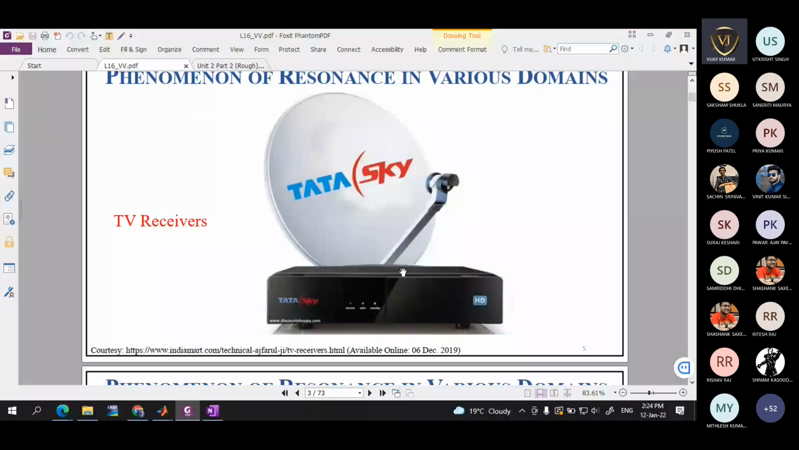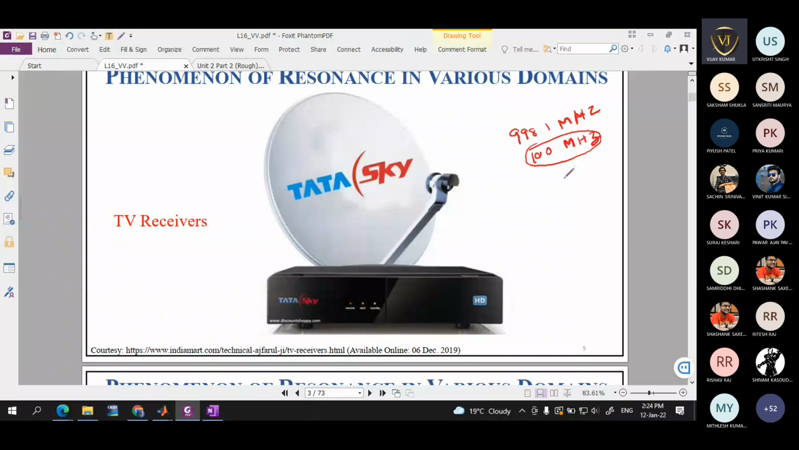In that you are having different channels broadcasted at different frequencies. So in your home, when you are changing the channels, you might be seeing the frequency as 998.1 megahertz, something like that. I do not know the value exactly, but it is more than 100 megahertz. So different channels will be having different frequencies.